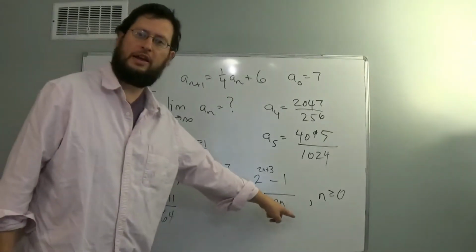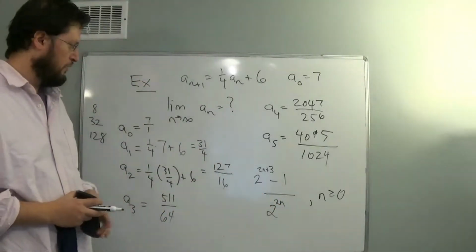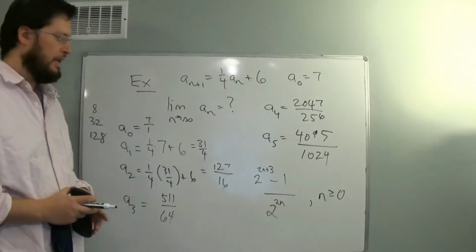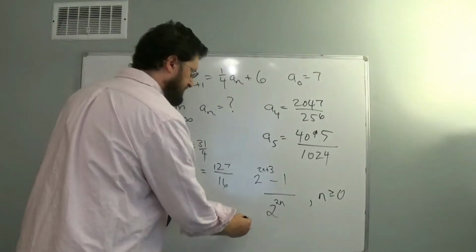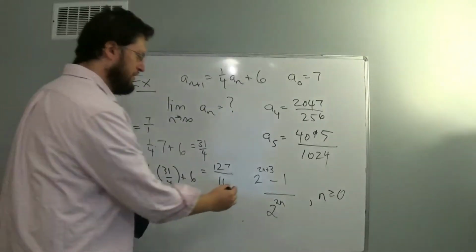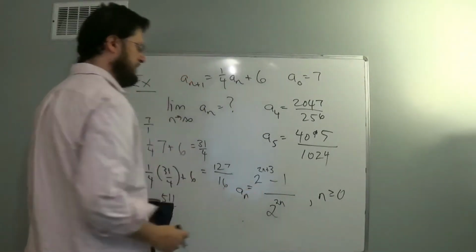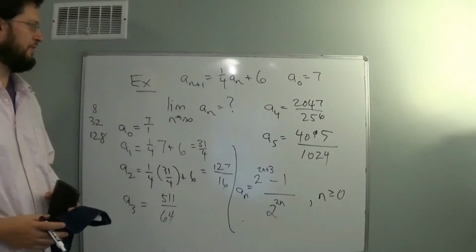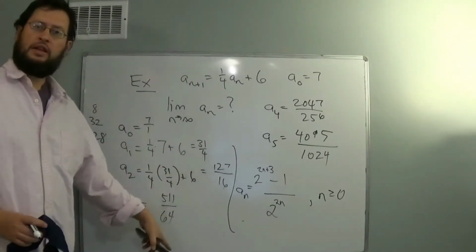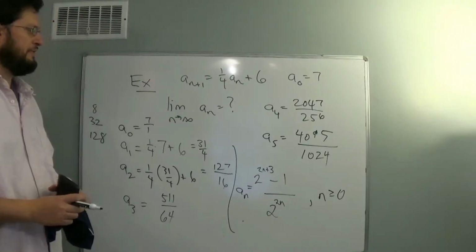Plugging n equal 1 in down here makes 2 to the 4, which is the 4 that we need. And the rest of these will also all work out as necessary. So this is an explicit formula for an. We've just found an explicit formula for an by writing down the numbers and looking for a pattern.